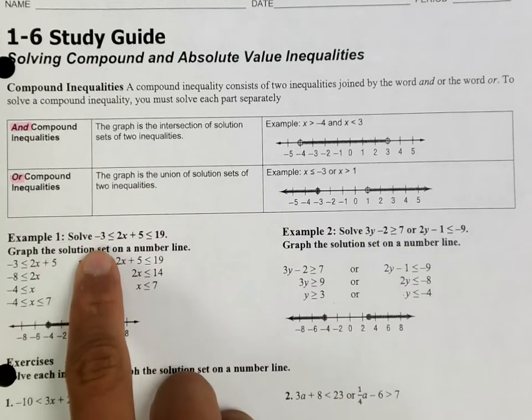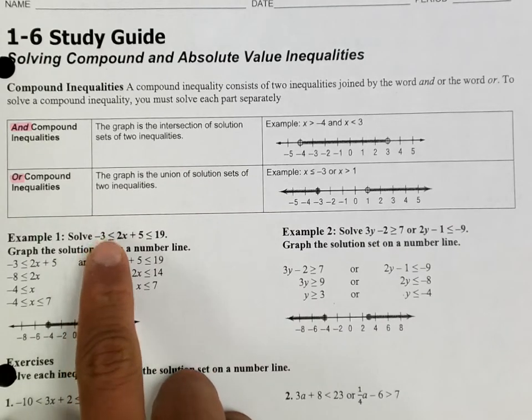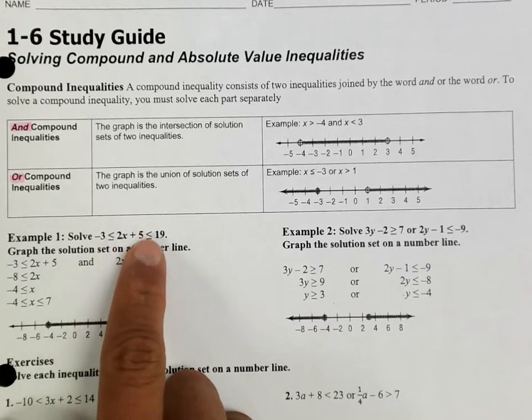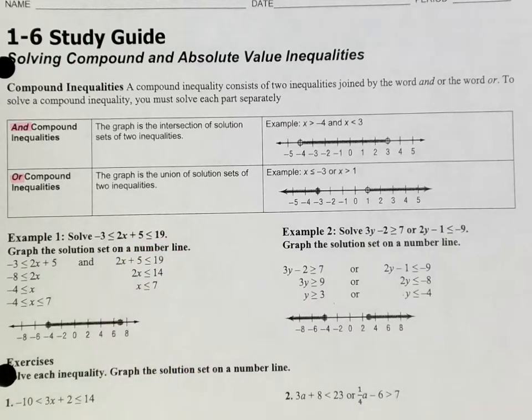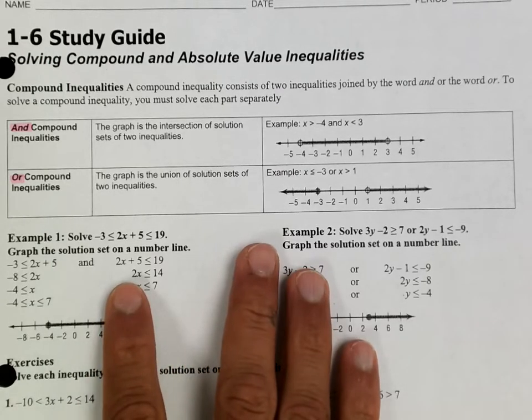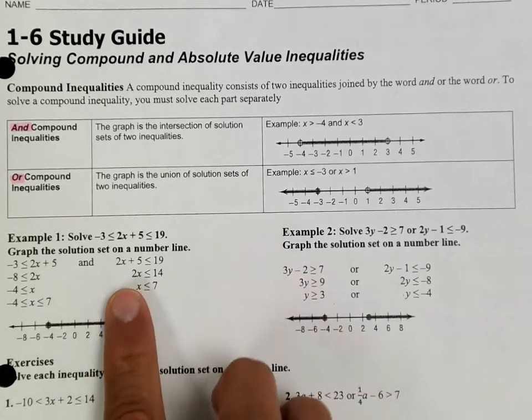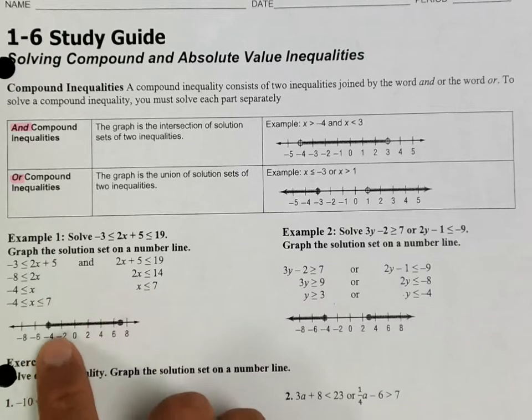So this is an example of an AND statement, and you would say it like this: -3 is less than or equal to 2x plus 5 and is also less than or equal to 19. Okay, so that's how you would write an AND statement. Normally, pretty much all the time when you have an AND statement, the shading of the graph is like this.